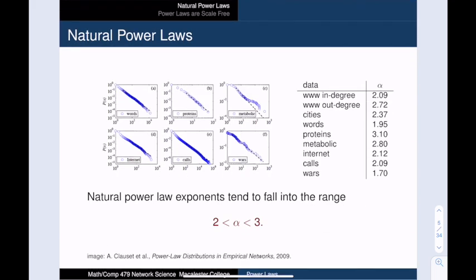When we look at real-world data with a nice fit to a power law distribution, we find that there is a pattern in the exponents. Most naturally occurring power laws have an exponent that lies between 2 and 3. So let's dig into the moments of a power law distribution to see what is so special about this range.